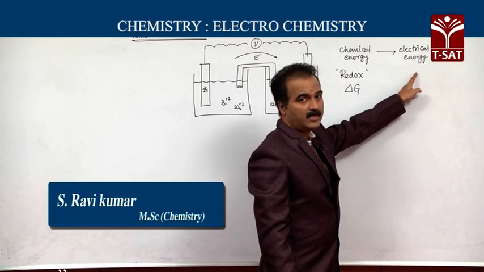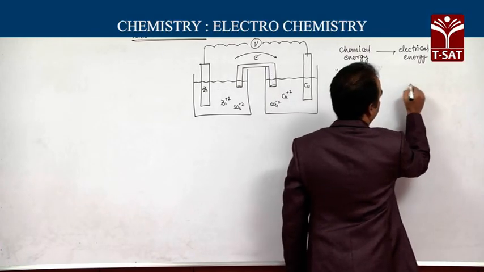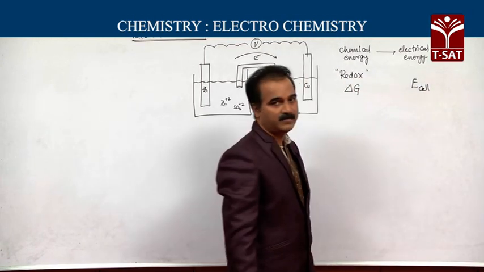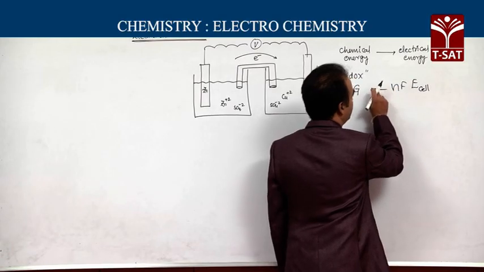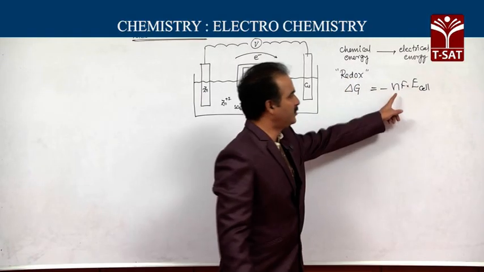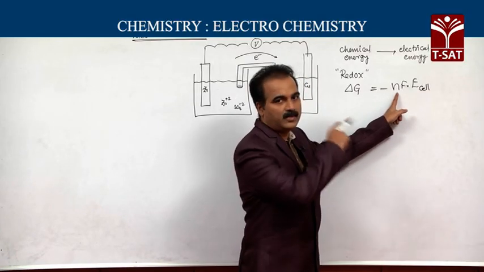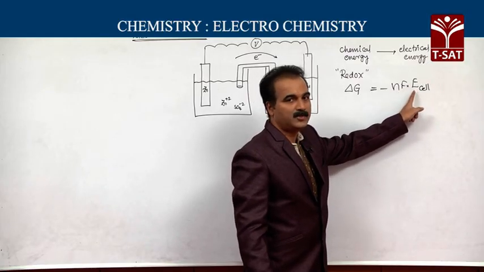Electrical energy here means electrical work done, and this electrical work done is expressed in terms of the EMF of the cell. The total relation comes out as delta G is equal to minus nF times EMF of the cell. So, this is the charge transferred during the redox change as well as the potential difference between the two electrodes.